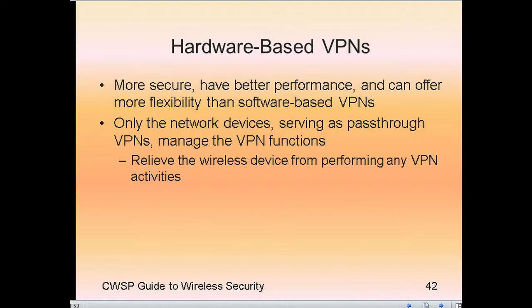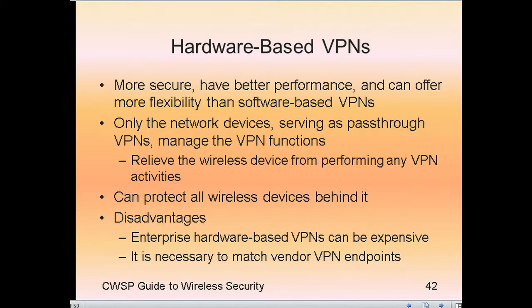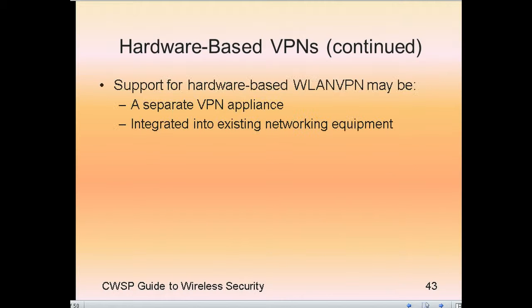Only network devices serving as pass-through VPNs manage the VPN functions, or leave the wireless performing any of the VPN activities when we do these things. Can protect all the wireless devices behind it. Disadvantages are the enterprise VPNs can be expensive, and it's necessary to match the vendor VPN endpoints. You can usually get them to talk to each other, if you can get down to the standards, but it's easier if you use the same vendor for each of the endpoints.